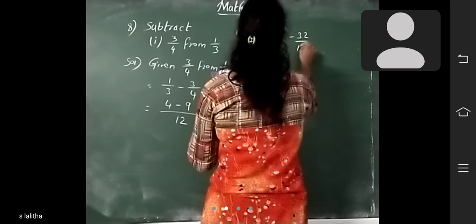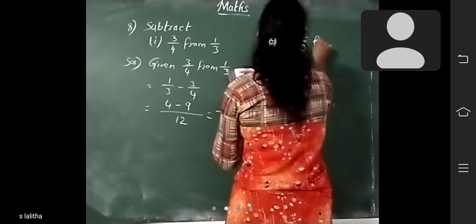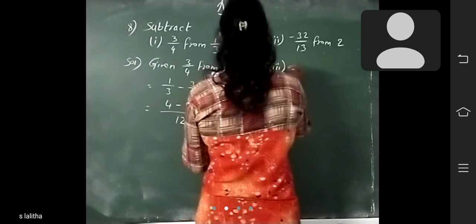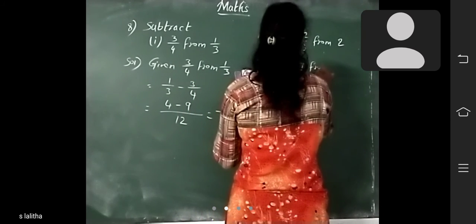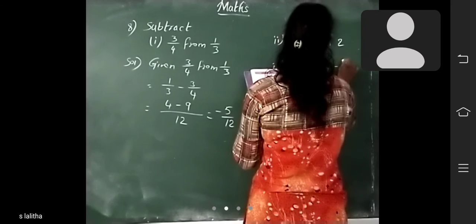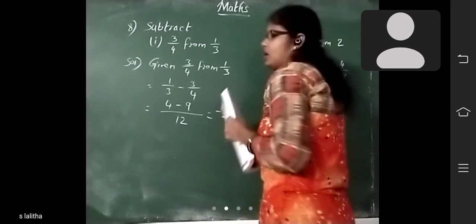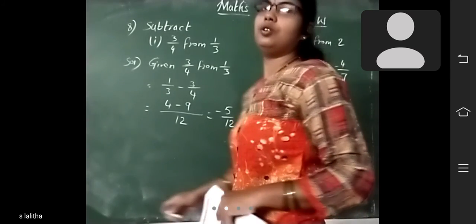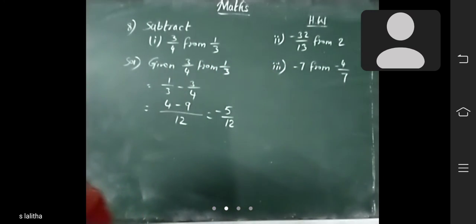Minus 32 by 13 from 2. Minus 7 from minus 4 by 7. These two are homework for you. Okay, do it in HW. Come on, write.